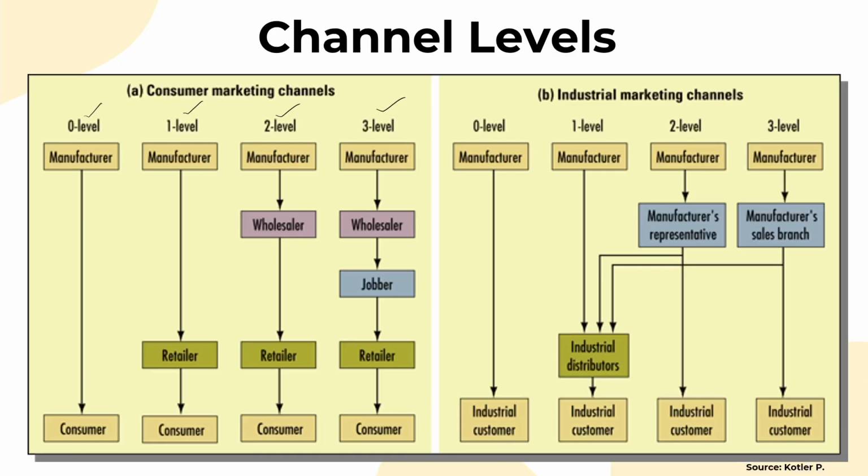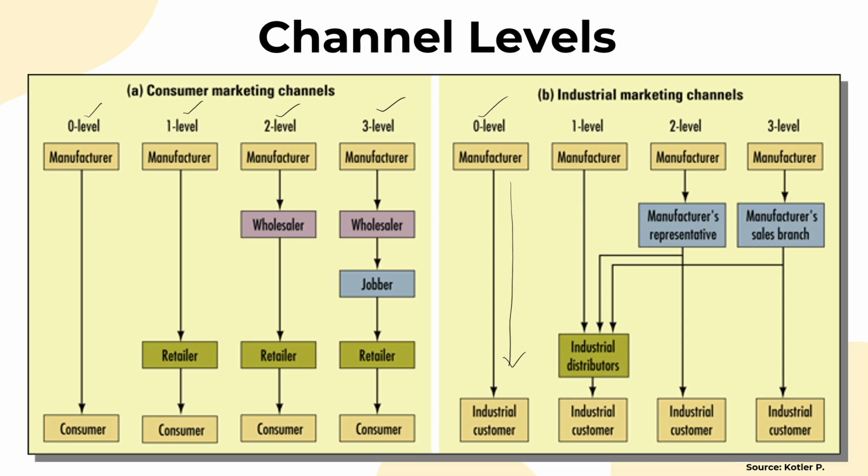The same thing is possible with the industrial marketing channel with a slight difference. For zero level, again it's a manufacturer to industrial consumer. One level, one distributor might be part of this industrial consumer. Two level, manufacturer representative may go directly or go through an industrial distributor and then industrial consumer.